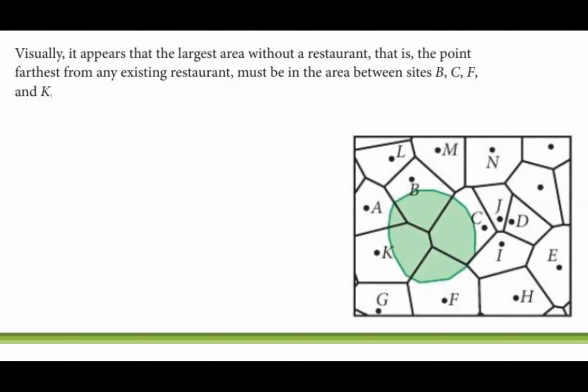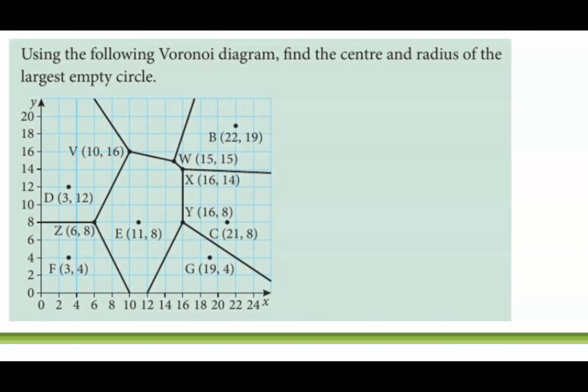Well, you can see here that we would nominate a couple points, find their coordinates, and then just check how far away is it from the sites in the neighboring cells. Okay, so here's an example.